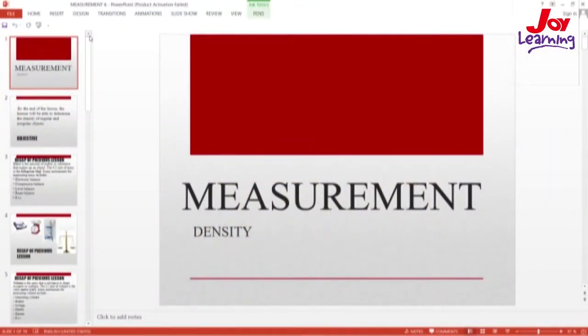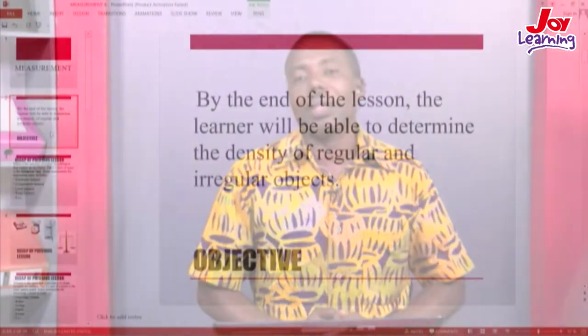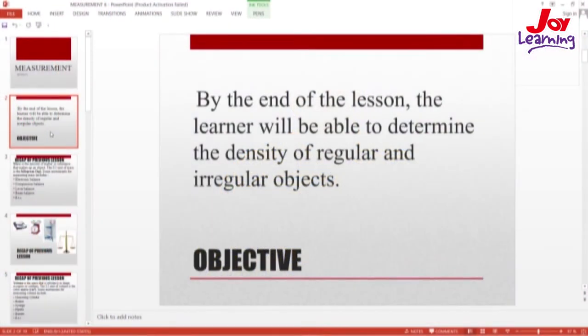We are going to continue our lesson on measurements. And this time, we are going to look at density. By the end of this lesson, you should be able to calculate the density for regular and irregular objects. And in our previous lesson, we also looked at what regular objects are and what irregular objects are.